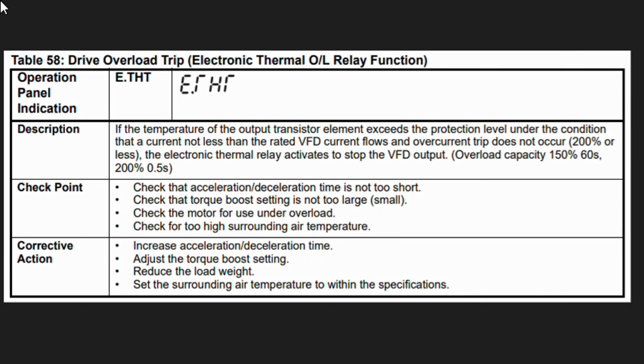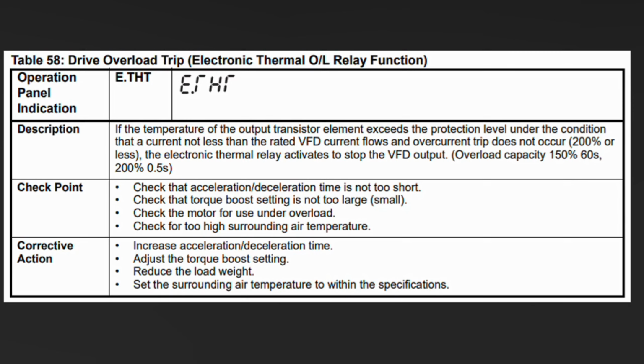Now let's talk about the drive overload trip. It is an electronic thermal relay function. It trips when the drive is on overload. The error code is E.THT. If the temperature of the input thyristor element exceeds the protection level under the condition that current not less than the rated VFD current flows and the overcurrent trip does not occur at 200% or less, then the electronic thermal relay activates to stop the VFD output.